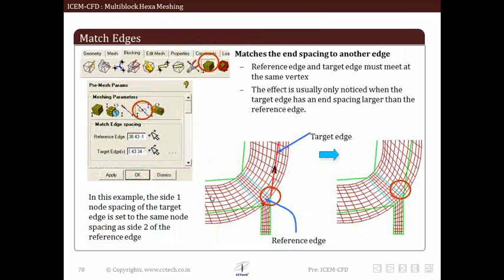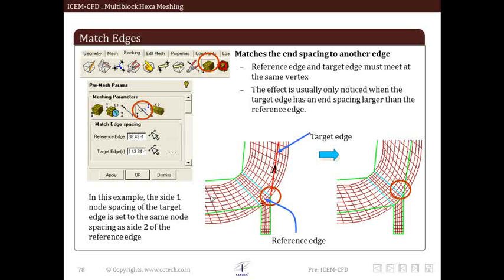The next is match edges. The match edges option allows us to match the edge spacing of a reference edge to a connecting target edge. The reference edge and target edge must meet at the same vertex. Matching is done around a connected node with selected methods which come in the drop-down list. All target edges selected must be connected to the same node as the reference edge.